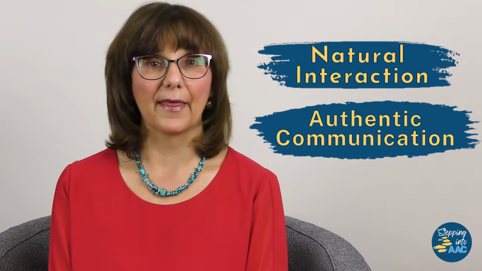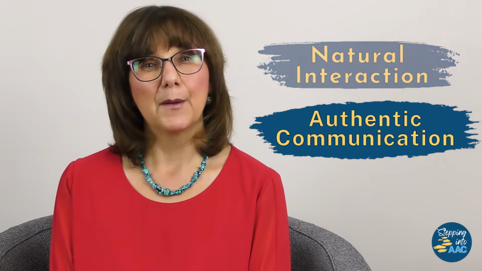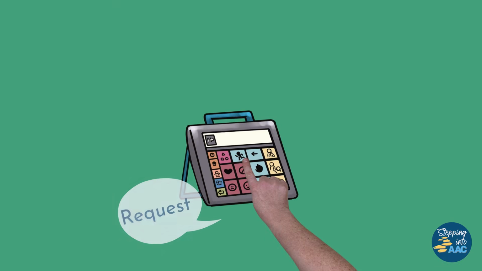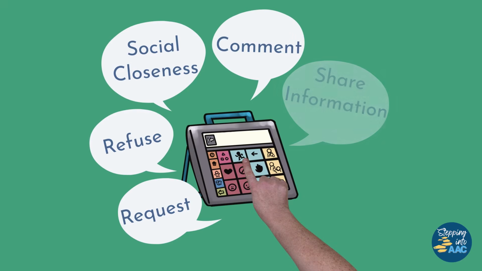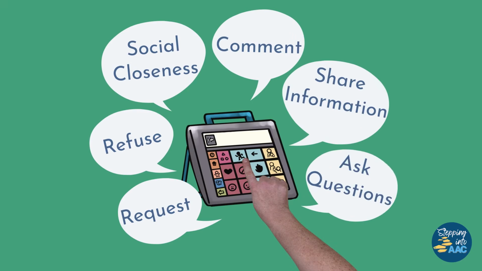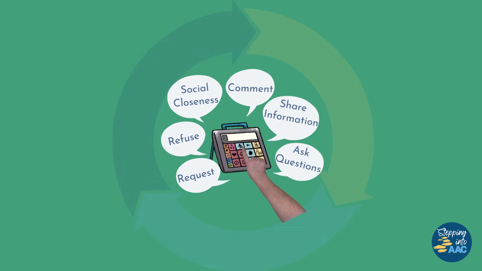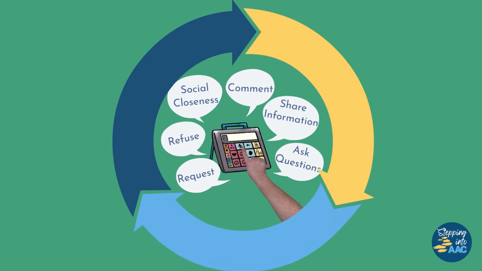As we move through this series, we will often use the terms natural interaction or authentic communication. Part of what we mean when we use those terms involves varying the purposes for communicating during interactions in which we're modeling AAC. Ensuring that we also use functions such as commenting, sharing information, and asking questions to show our own curiosity does three important things.